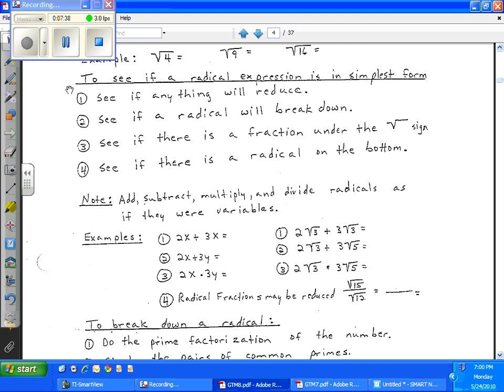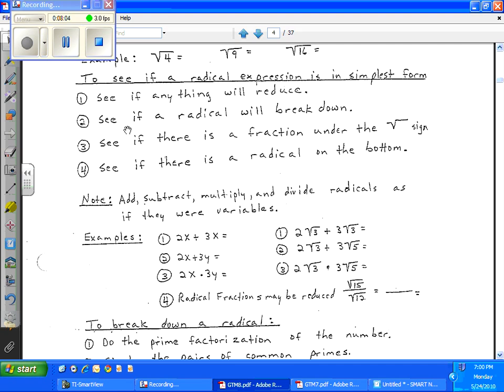Now you may recall in the Algebra 1 text on page 248, we said to simplify a radical, you ask yourself these 4 questions in this order after every single step. Question 1, see if anything reduces. Question 2, see if a radical will break down. Question 3, see if there's a fraction under the square root sign. And question 4, see if there's a radical in the denominator. If you get a yes to any of those, you've got to fix it.